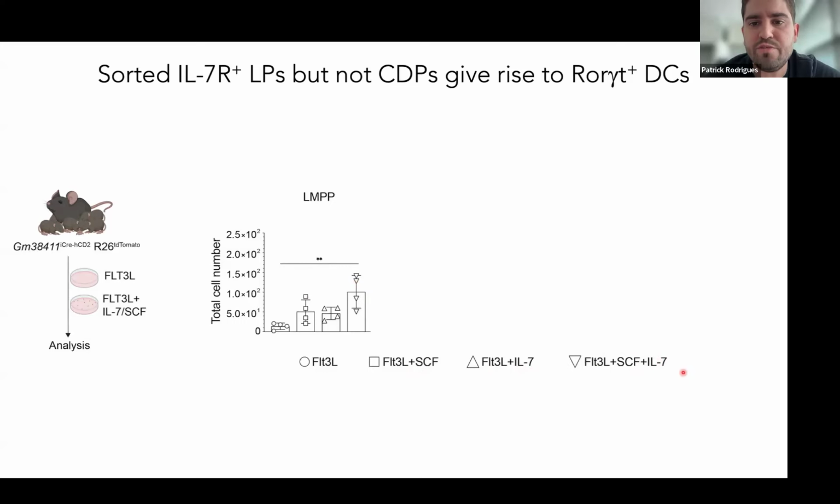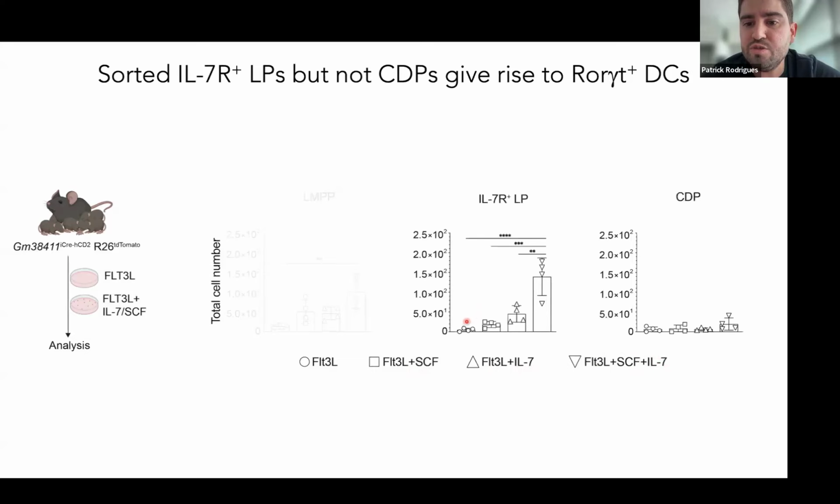If you sort purified the lymphoid progenitor, you still saw this phenotype. So the IL-7 receptor positive lymphoid progenitors had the potential to generate these Rorγt DCs. However, when you did it with the myeloid progenitor, which is known to give rise to dendritic cells, the CDPs, they completely lacked this, and they were not even able to expand the generation of Rorγt DCs in stem cell factor, IL-7 and FLT3 ligand conditions.